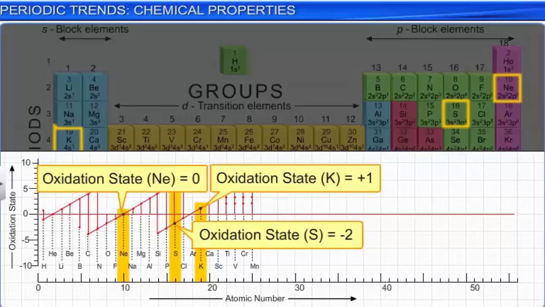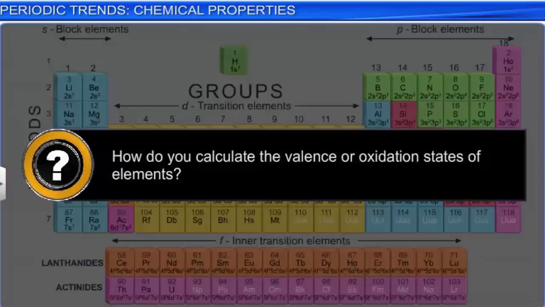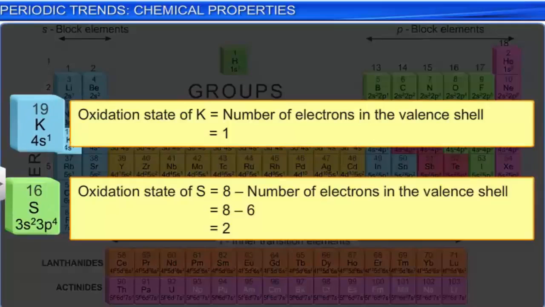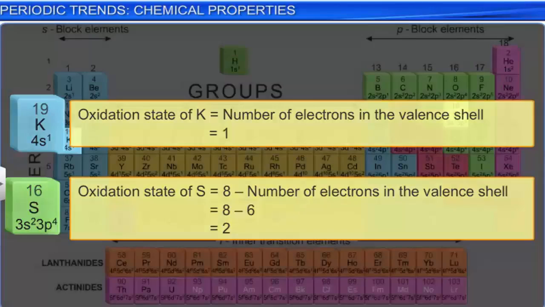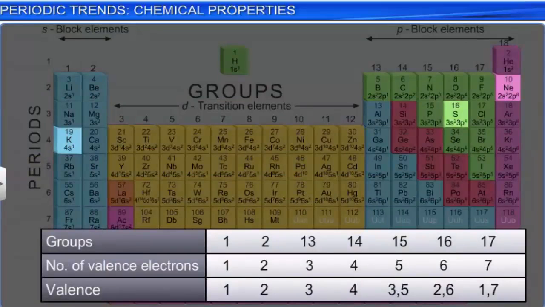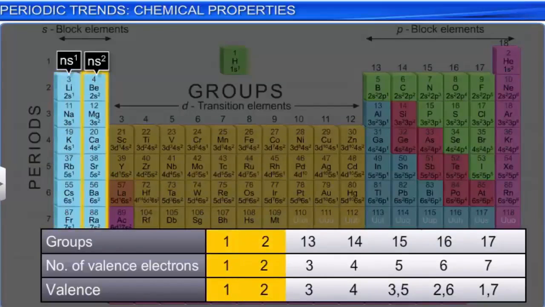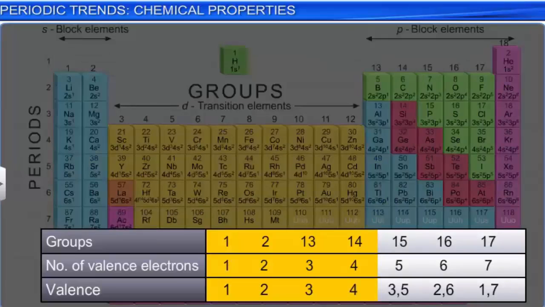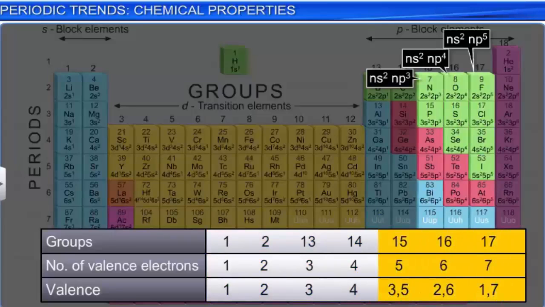How do you calculate the valence or oxidation states of elements? They can be deduced from the outer electronic configurations of elements. For representative elements, it is usually equal to the number of electrons in the outermost shell and/or 8 minus the number of outermost electrons. As can be seen from the table, for representative elements belonging to groups 1, 2, 13, and 14, the oxidation states shown by elements is given by the number of valence electrons. However, for groups 15 through 17, the oxidation states are given by the number of electrons in the outermost shell and/or 8 minus the number of valence electrons.